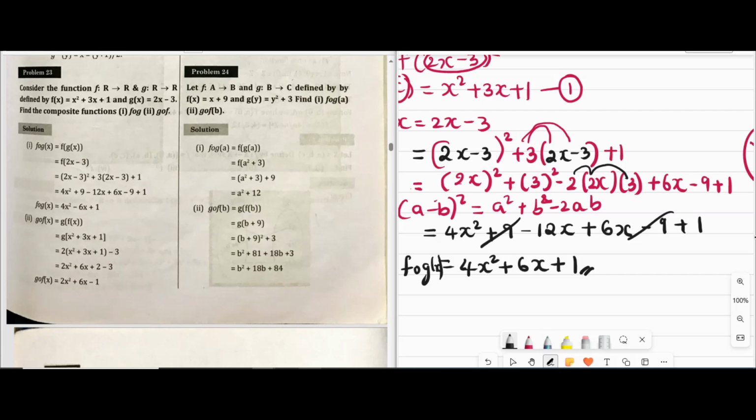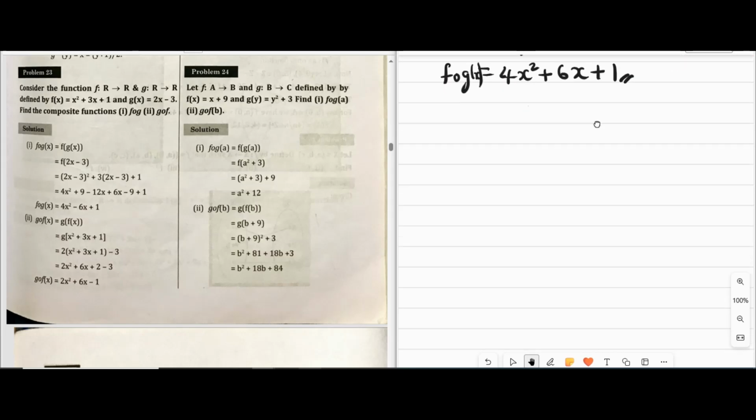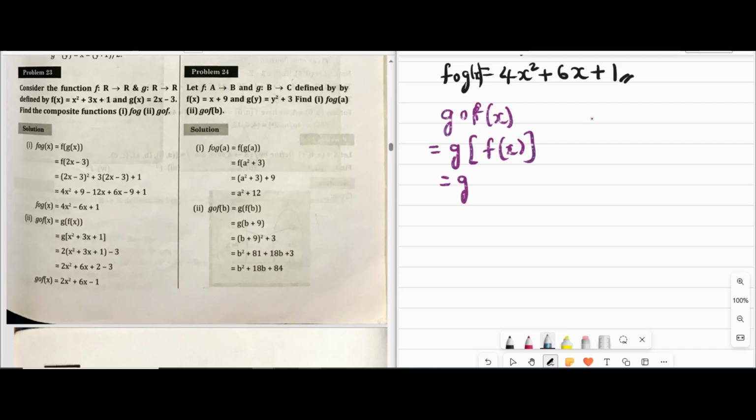Okay. The same way we'll be finding for gof. Next one is g of f of x. So that will be g of bracket f of x. So now what is the formula for f of x we have? It is x square plus 3x plus 1. Now write the formula of g of x. g of x is 2x minus 3. Call this equation 2.